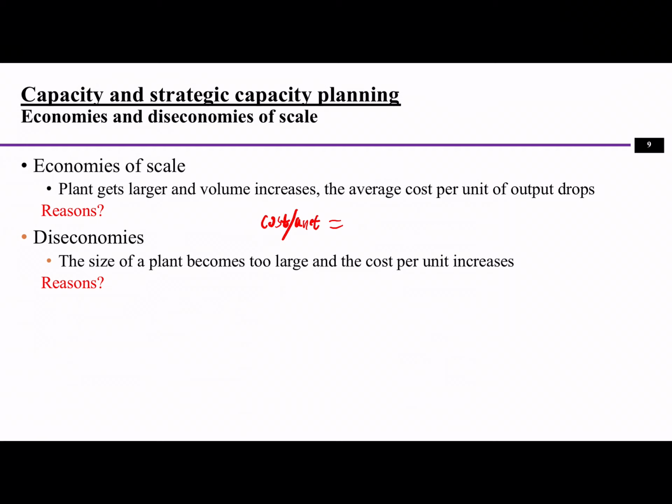So cost per unit probably equals to what? There are two different kinds of cost. One is the fixed cost, the other is the variable cost. The fixed cost means when we produce the product, we have to invest in certain facilities, right? Those fixed facilities. For example, the cost of building, and let's call it some other facilities and equipment.